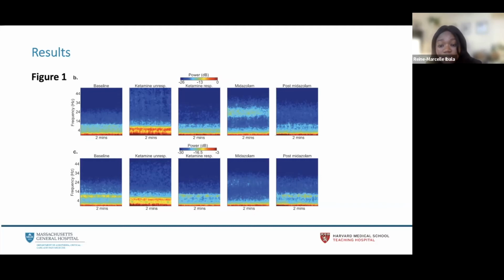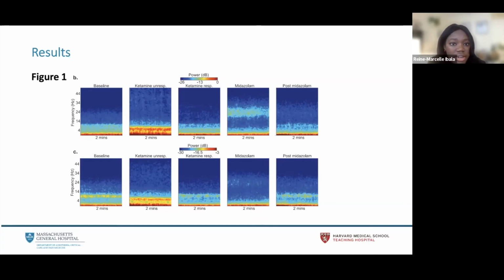So ketamine responsiveness was associated with decreased power between 13.7 to 23 hertz. So that is essentially our beta level wavelength. Midazolam, on the other hand, was associated with decreased power between 3.4 to 12.2 hertz, and increased power between 17 and 50. So that's more associated on the higher end with our gamma wavelengths, and on the lower end, the 3.4 and 12.2 are more associated with our theta and alpha wavelengths.